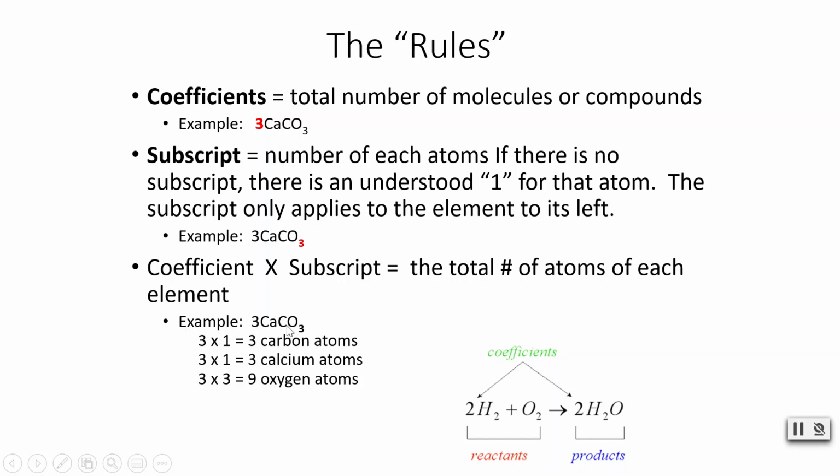Our carbon is the same. We have our understood 1, but we have 3 of these whole molecules, so 3 times 1 is still 3. There's our carbon. Now oxygen is a little bit different. Okay, we have 3 oxygens in each of these molecules, but we have 3 molecules in total, so we have to multiply. 3 times 3 would be 9 oxygen atoms total.